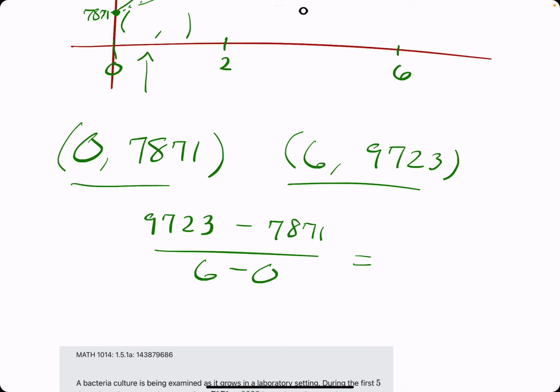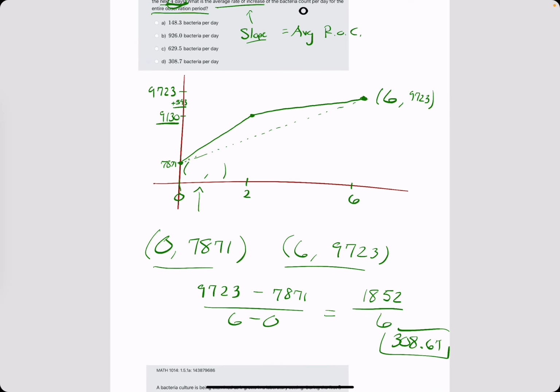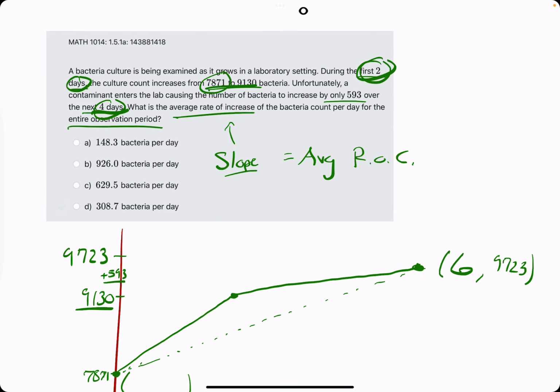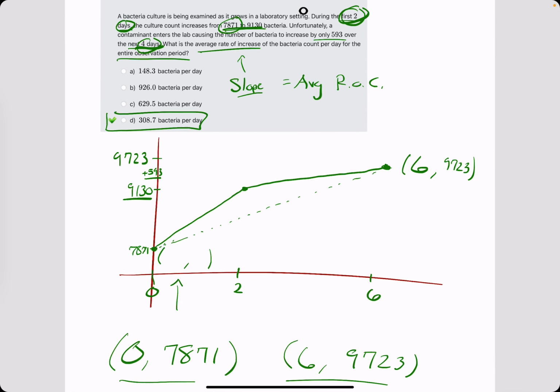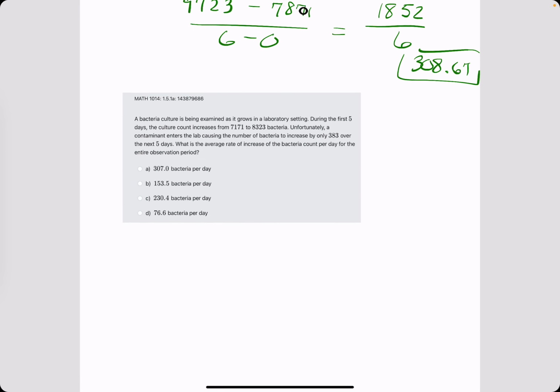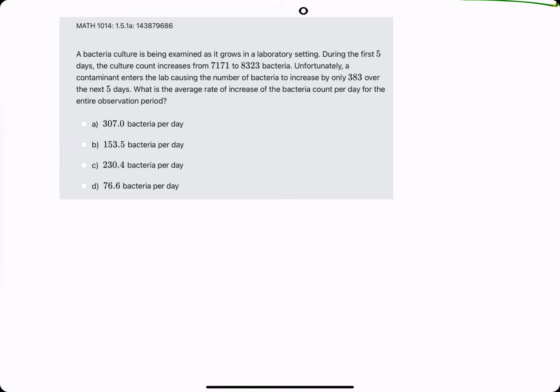9723 minus 7871. We get 1852 divided by 6. And that gives us about 308.67. And so this was the slope from start to finish. In other words, this was the average rate of change over the entire observation period. Okay, so a little drawn out. I apologize for that.